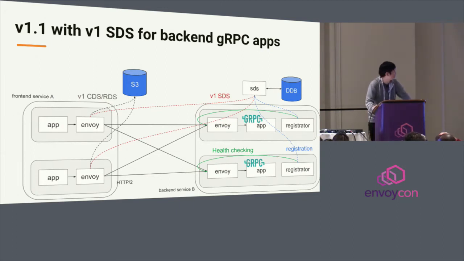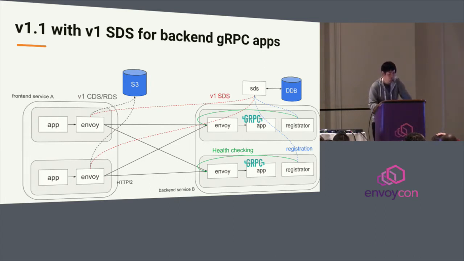And next, this is V1.1. We started using the V1 Service Discovery Service API to build infrastructure for gRPC applications. At first, let's see the SDS app above. It's our customized V1 SDS API server, and its backend is DynamoDB. Then see the blue arrows at the right of this diagram. We run a sidecar registrator, which does health checking of the application and registers endpoint information to the SDS server.